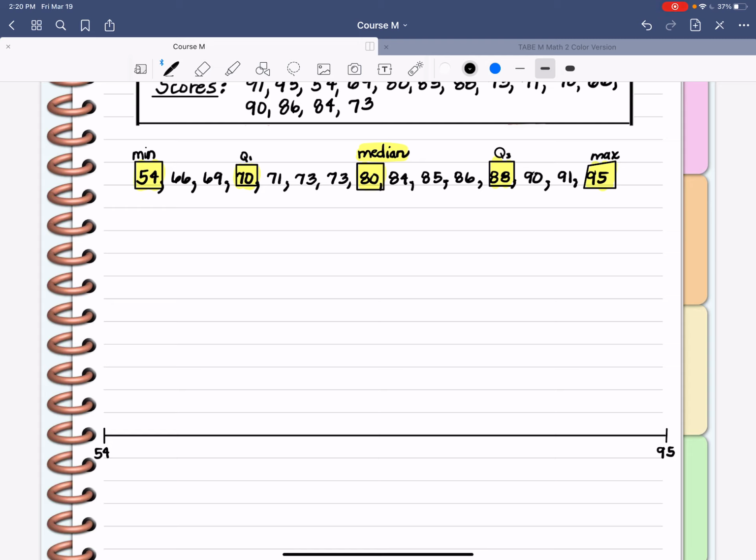Okay, let's figure the range on this one. 95 minus 54, that's 41 tick marks that I'm going to have to draw. I've drawn 2 of them. So 55, 56, 57, 58, 59, 60.